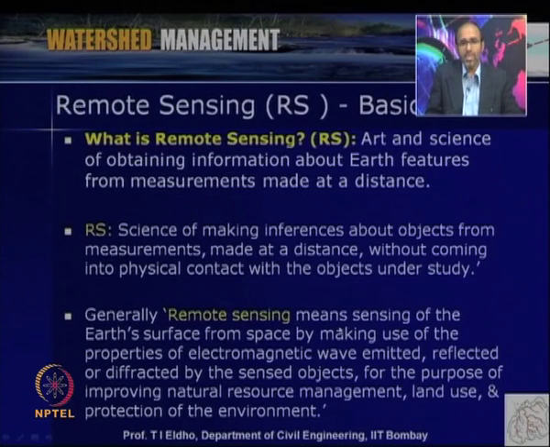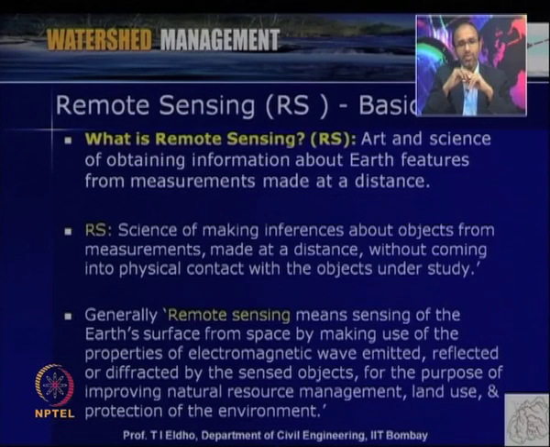Generally, remote sensing means sensing of the earth's surface from space by making use of the properties of electromagnetic waves emitted, reflected or diffracted by the sensed objects, for the purpose of improving natural resource management, land use and protection of the environment. This is a general definition in modern times with respect to remote sensing.